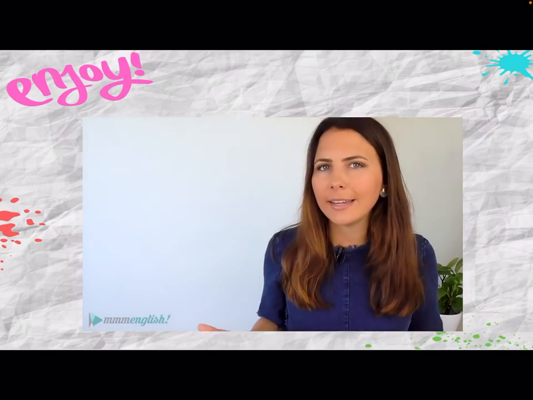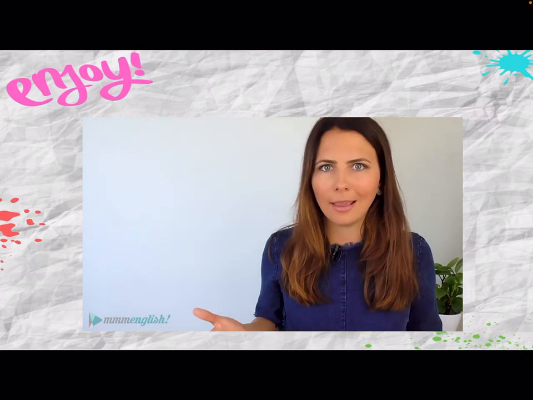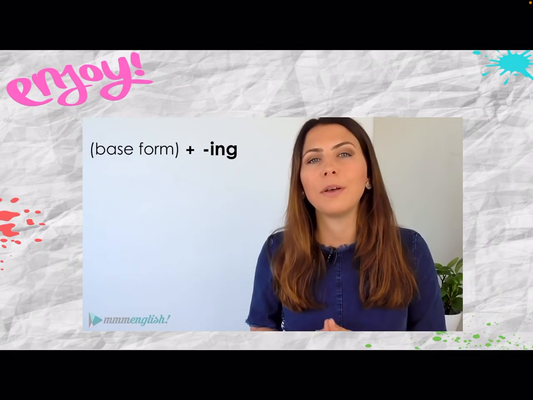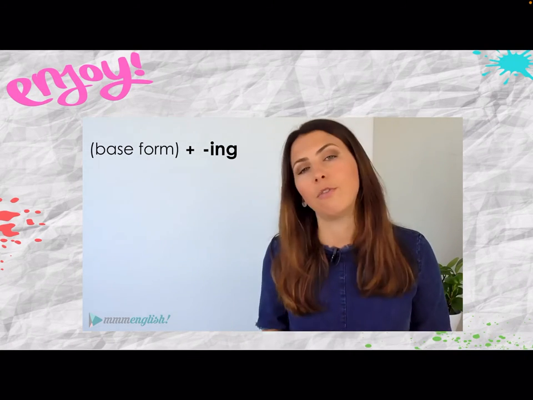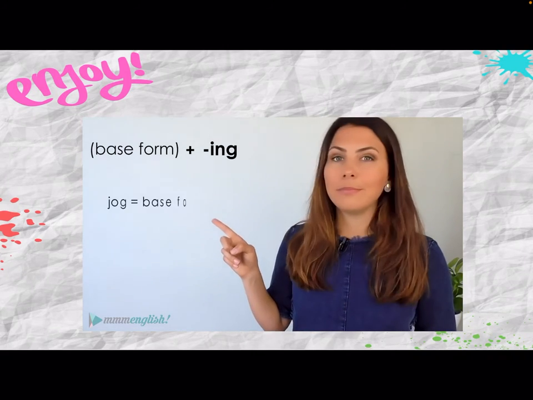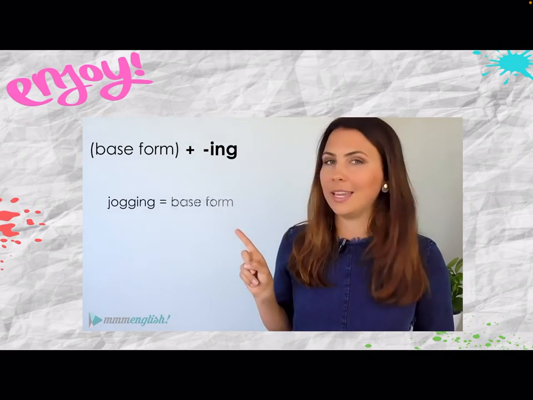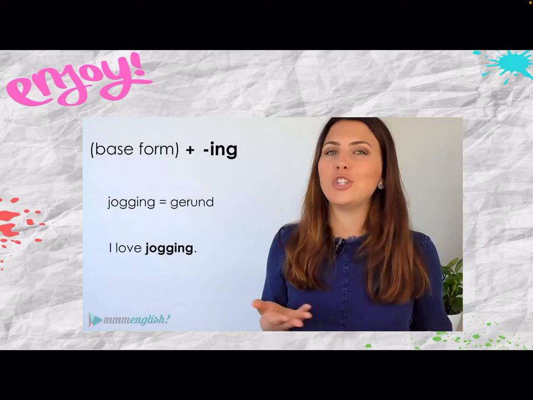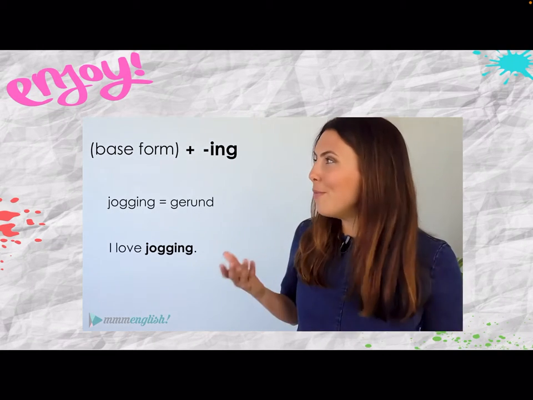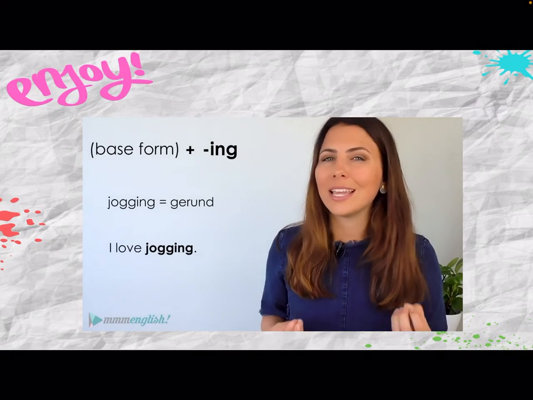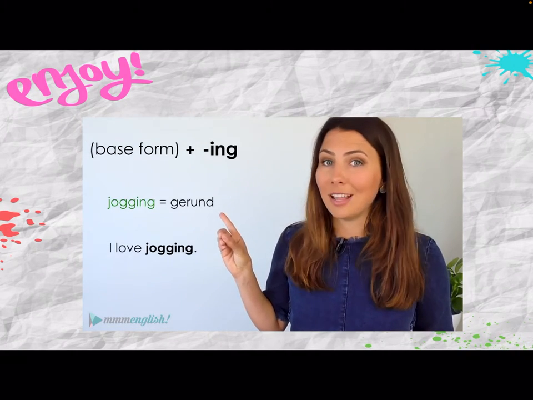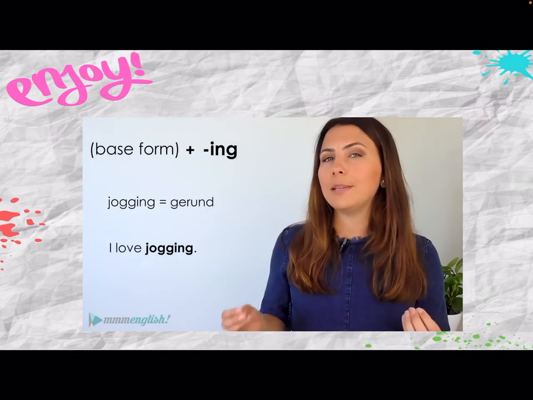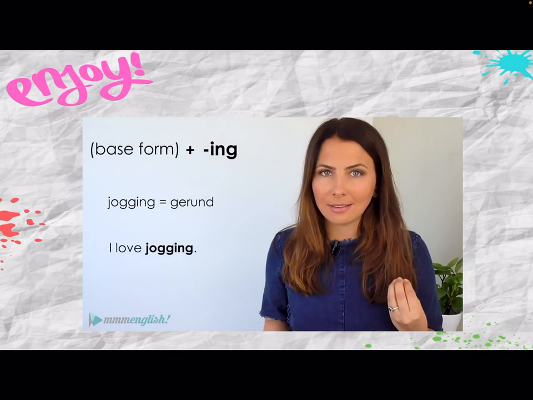So how can we recognize the gerund? What does it look like? Well, the gerund is formed by adding ing to the base form of a verb, or the bare infinitive form. So the base form is jog with ing, jogging. I love jogging. Jog is the base form, jogging is the gerund. So obviously, the reason why this is confusing is because this looks a lot like the continuous form of the verb, right? So to recognize a gerund, you need to pay attention to how it's used in a sentence.